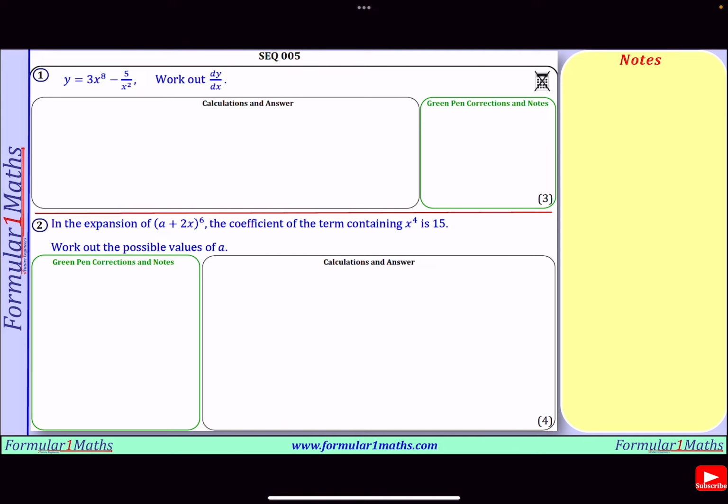This is sample exam questions 005 for the AQA Level 2 Further Maths course. We've got 3 questions to answer.